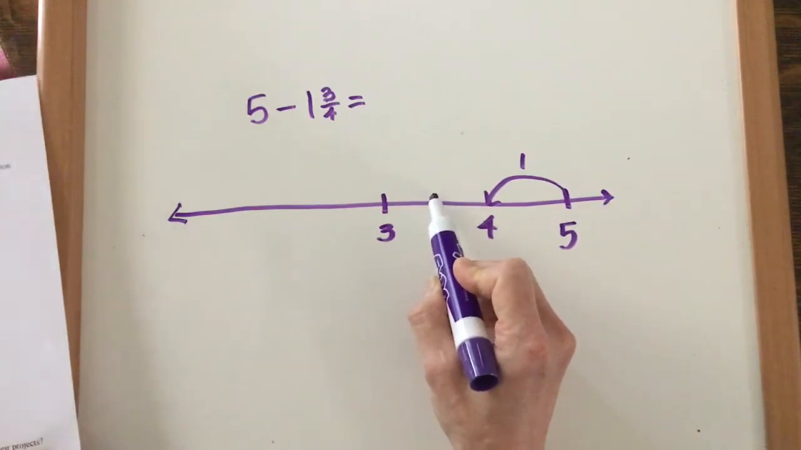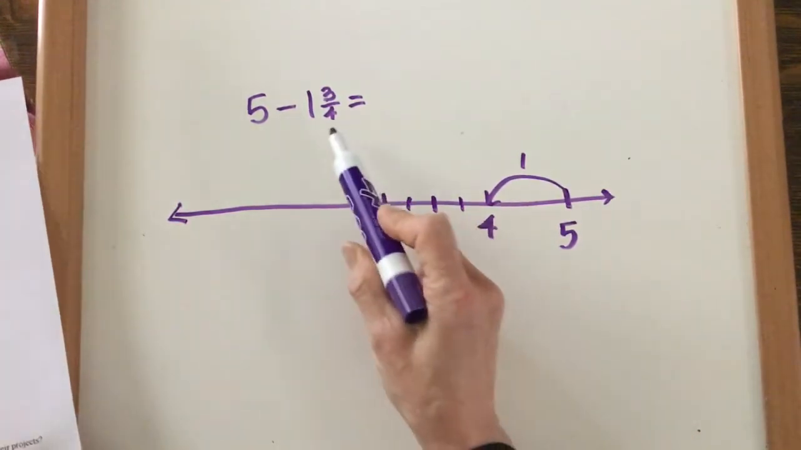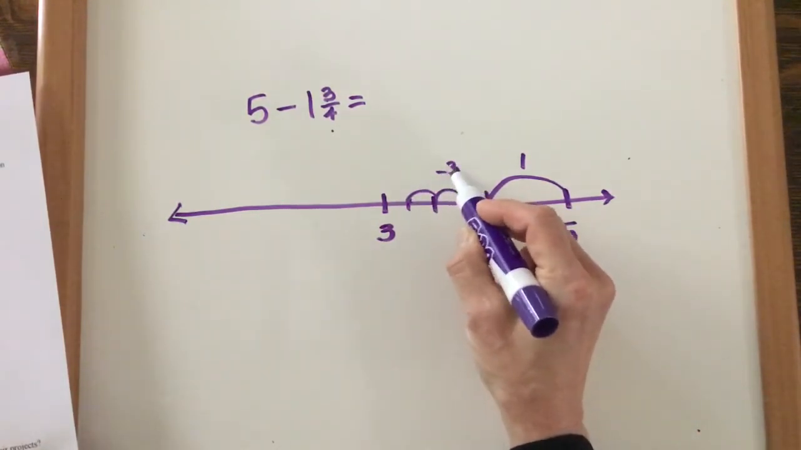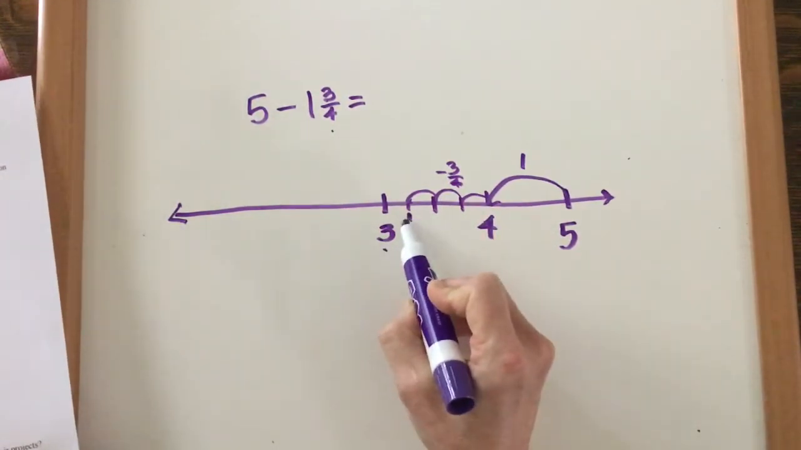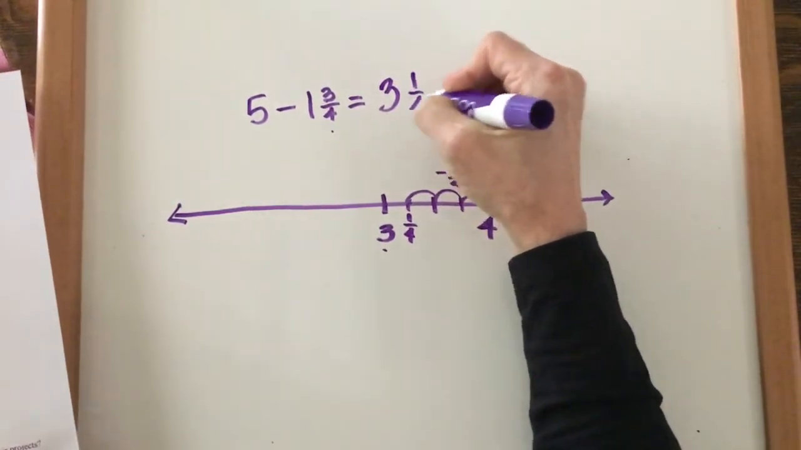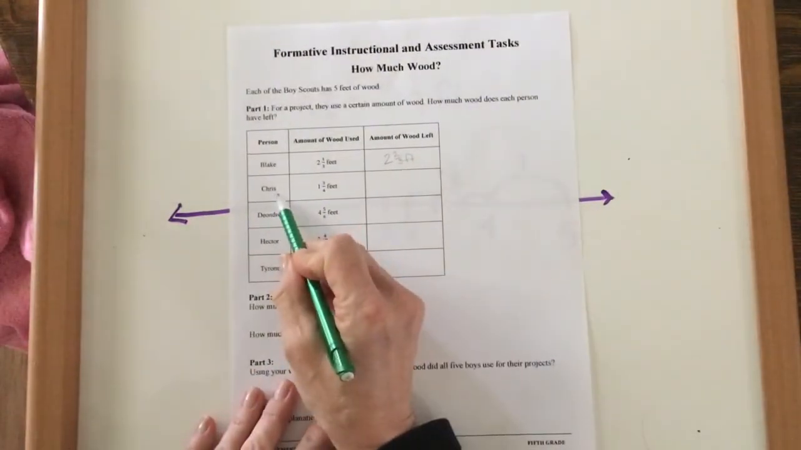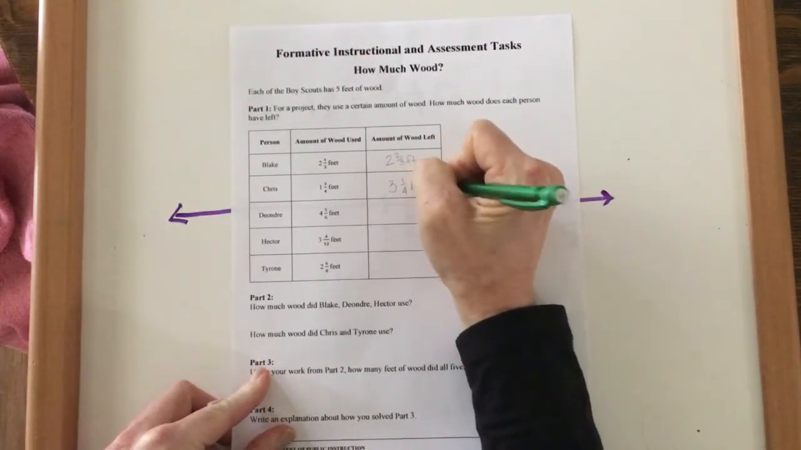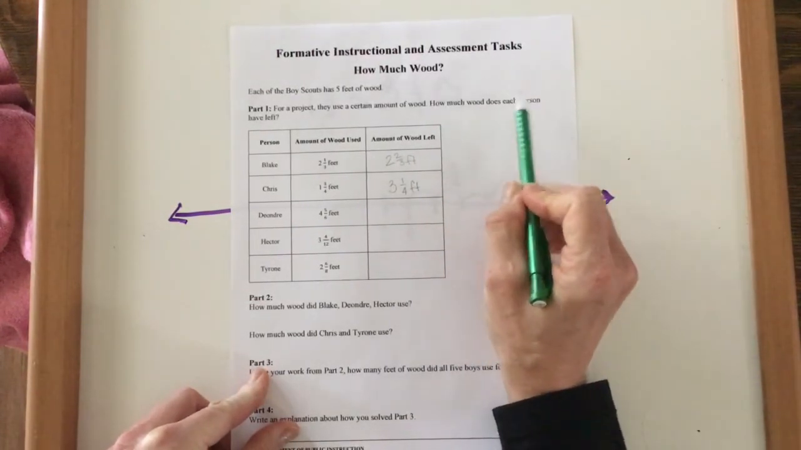Remember, our shortcut way for fourths is divide in half. Divide each chunk into half. So I'm taking away 3/4. 1, 2, 3. Now I figure out that I have 3 1/4. So Chris has 3 1/4 feet of wood left. Now I'm ready to write down my answer. I would write down Chris's name and write that he had 3 1/4 feet of wood left, because remember, I'm figuring out how much wood each person has left.